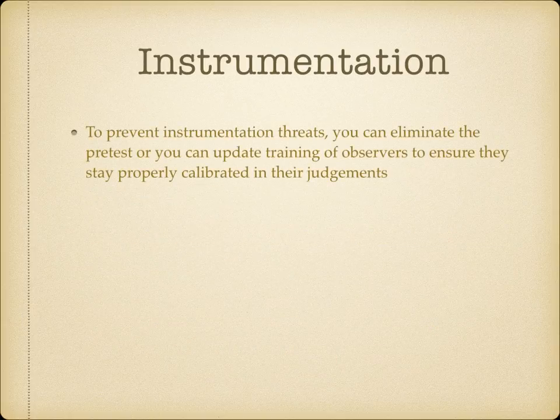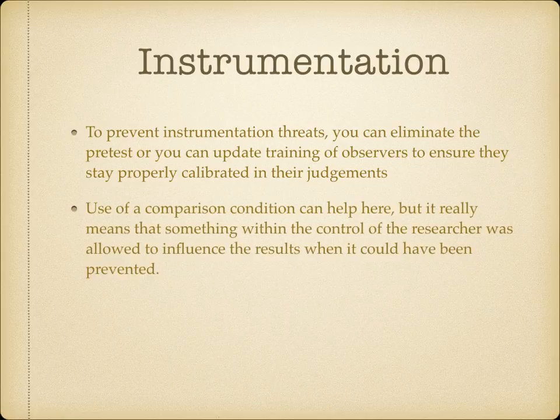Now, to prevent these kinds of threats, you can eliminate the pretest. That's one way to do it, but that's not your best option usually. You can update training of observers to ensure that they stay properly calibrated. This is what you do, and in fact, this is often done. When I did a study of observing of political yard signs amongst my participants, I trained them, and then I checked their procedures afterwards by using an independent observer as a way of making sure they were calibrated on their measurements for real in the study.